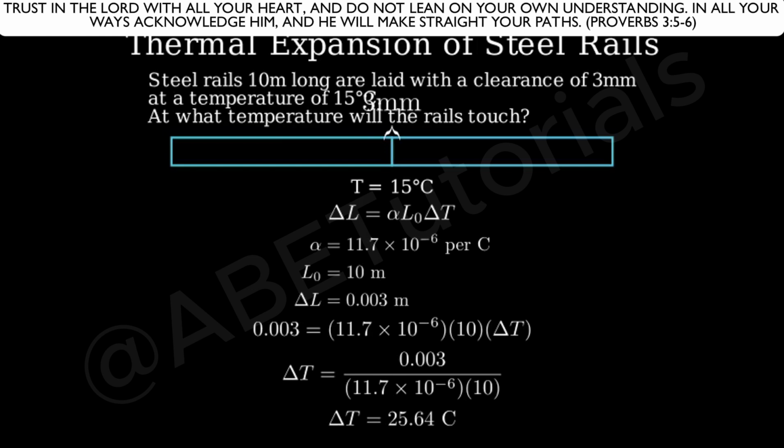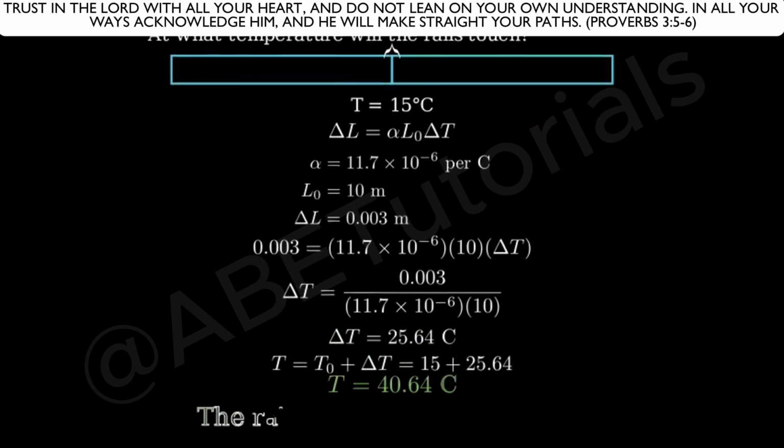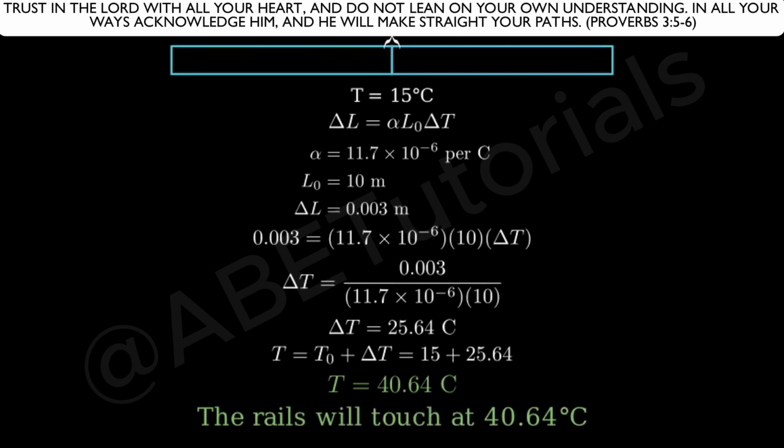To find the final temperature, we add this temperature change to our initial temperature of 15 degrees Celsius. Therefore, the rails will just touch when the temperature reaches 40.64 degrees Celsius. Let's visualize our final answer. At 40.64 degrees Celsius, both rails will have expanded just enough to close the initial 3 millimeter gap between them.